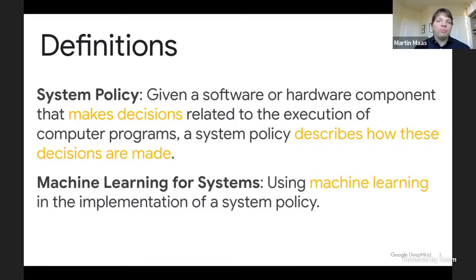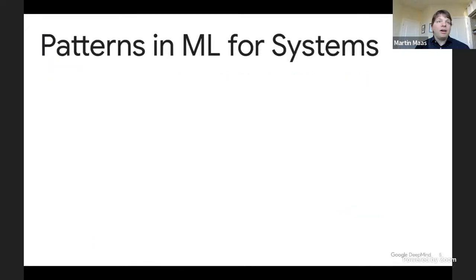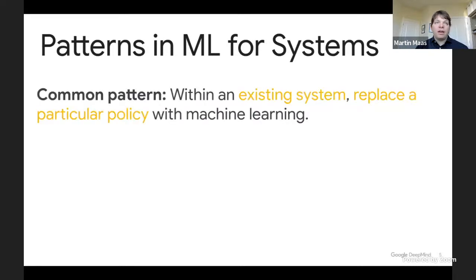Starting from the definition, we can now define machine learning for systems as anything that applies machine learning in the implementation of such a system policy. And there has been a lot of work in recent years using this kind of approach. For example, there has been ML for databases, ML used in compilers, in networking, various different components of hardware, etc. And there are a couple of common patterns that are emerging. A common way of applying machine learning in a new context is to take an existing system, take a particular policy, and replace it with machine learning.